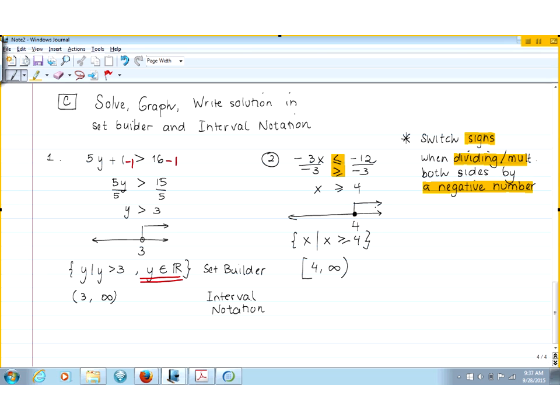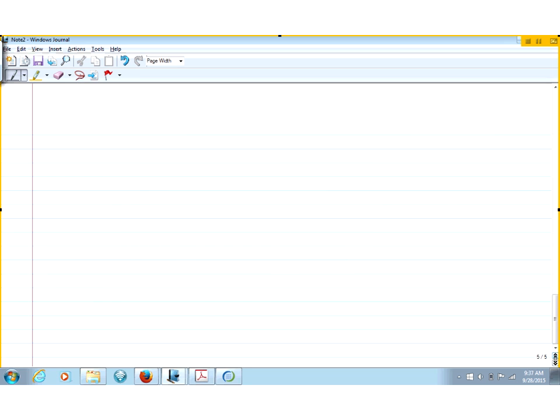Oh, okay. So the question is, how do we know when it is parentheses or bracket again? When we use a close circle, it is included. So 4 is included, so that is when we use a bracket. Okay, good. So far, so good. Let me give you a few numbers, and then you can try. Did I answer your question? Yes. Okay.